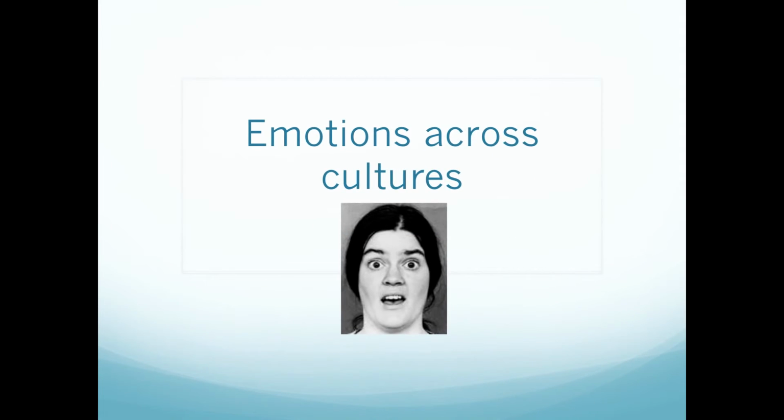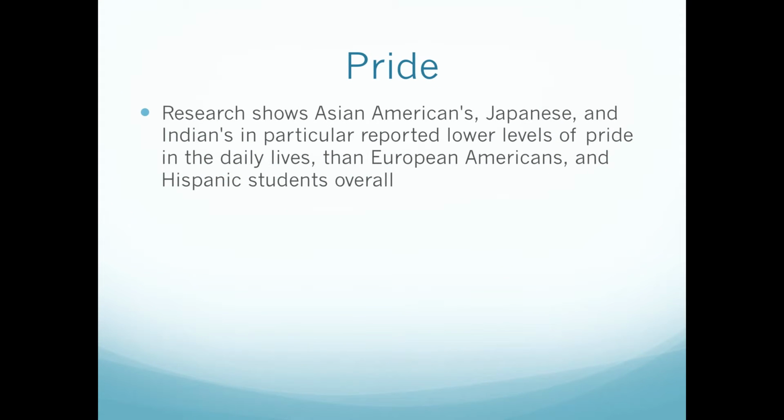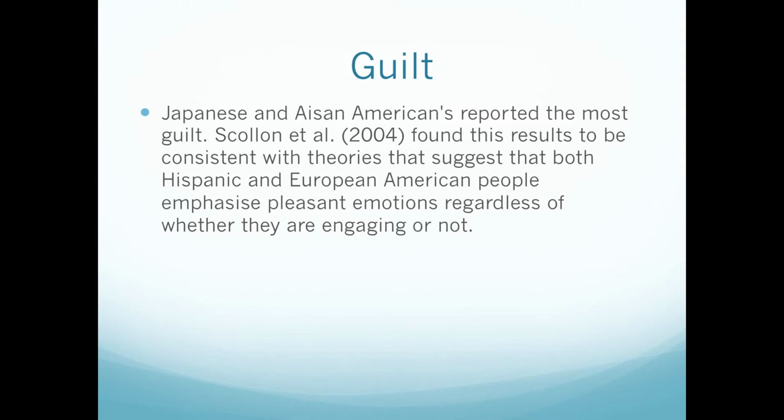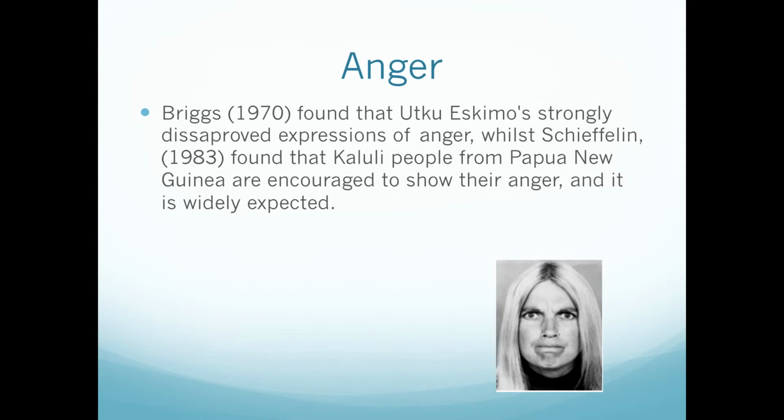To give an idea of how emotions are portrayed across cultures, I have conducted a cross-cultural examination on research on pride, guilt, and anger. Research shows Asian Americans, Japanese, and Indians in particular reported lower levels of pride in their daily lives than European Americans and Hispanics overall. Japanese and Asian Americans reported the most guilt over Hispanic and European Americans. It was found that Utku Eskimos strongly disapproved expressions of anger, whilst Kaluli people from Papua New Guinea are encouraged to show their anger and it is widely expected.